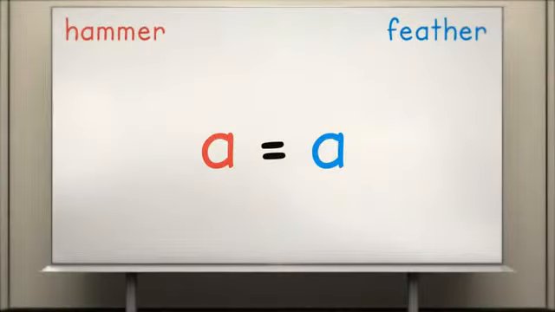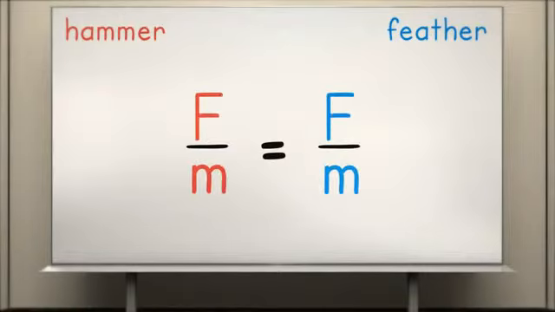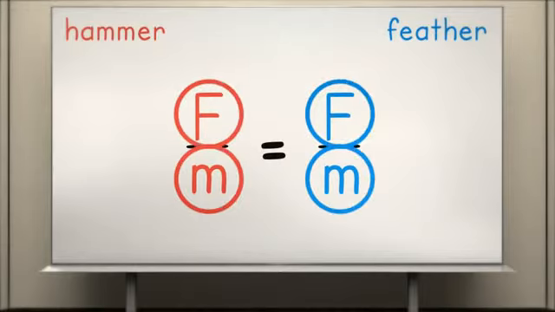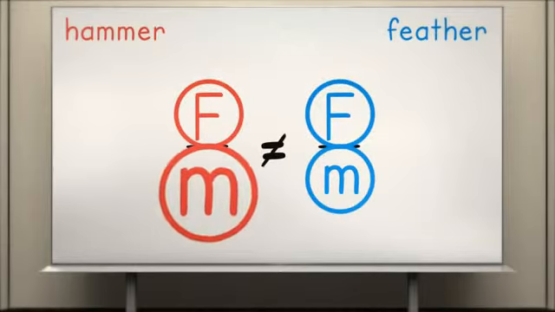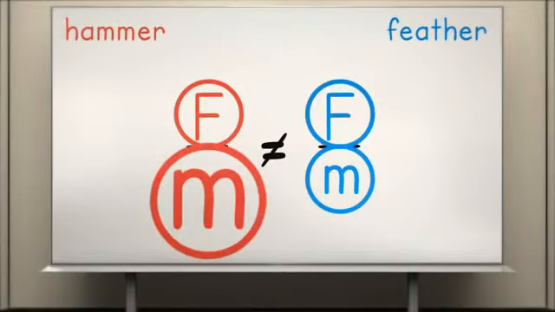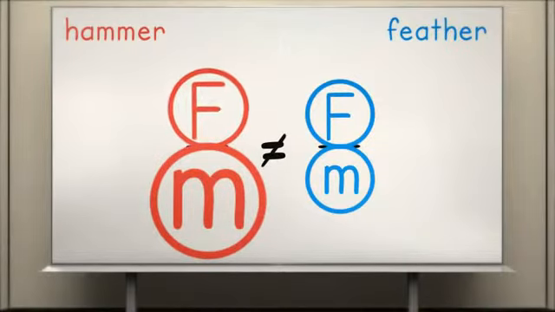If the acceleration of the hammer and feather are the same, then what does that tell us about the forces and masses? Well, we know that the hammer has more mass than the feather. So that means that for the math to work out, the force of gravity on the hammer must be more than the force on the feather.